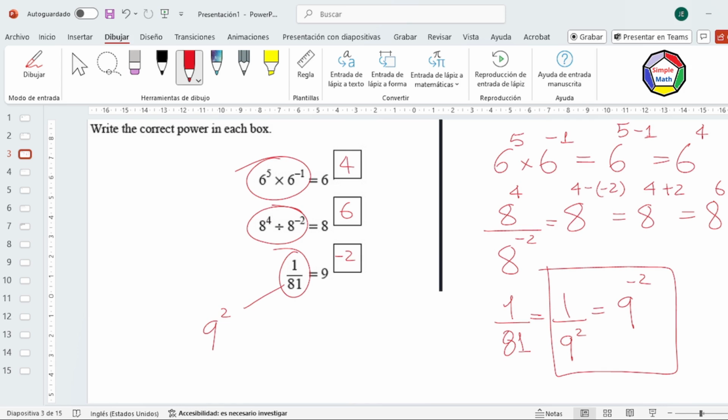And that's the way we solve these kinds of exercises. Okay guys, I expect you have understood a little bit in this video. My invitation is to continue watching the next video.